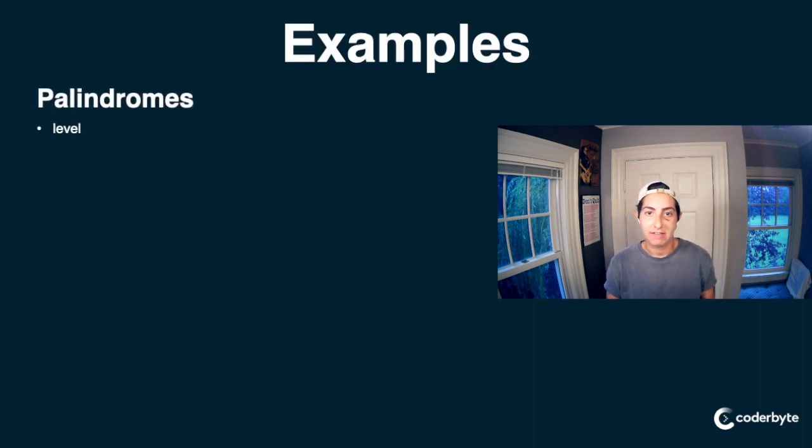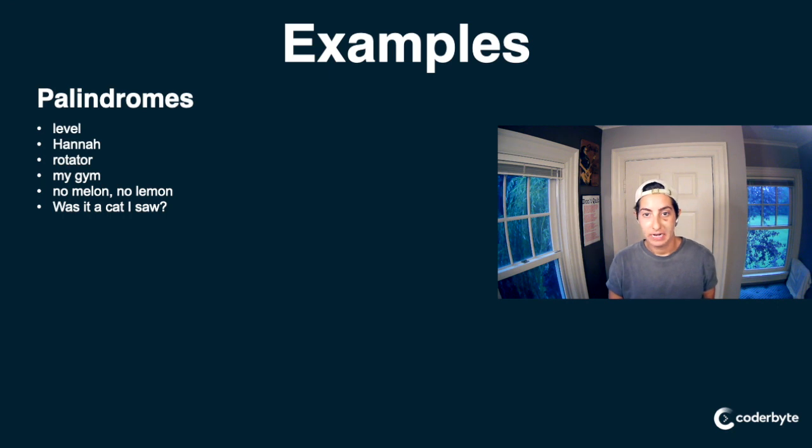We have level, obviously the same forwards and backwards. Hannah, rotator, my gym, no melon, no lemon. Was it a cat I saw? So the first thing I want you to notice is that these are all palindromes despite punctuation and spaces, right? So we're just ignoring all of that, and we're just thinking about the letters here.